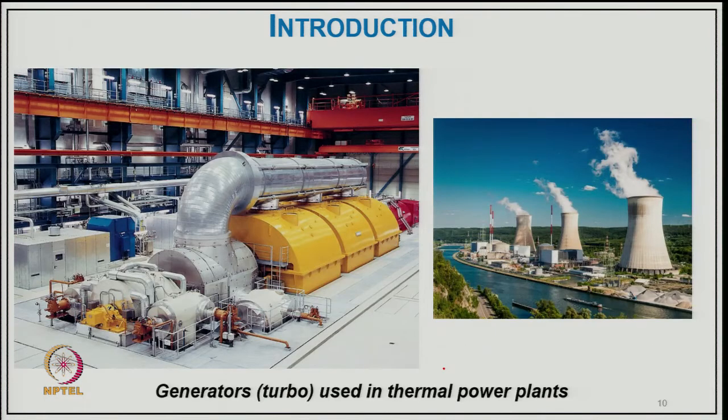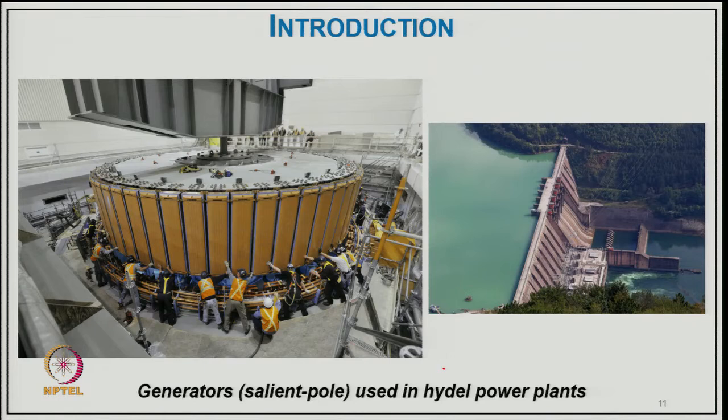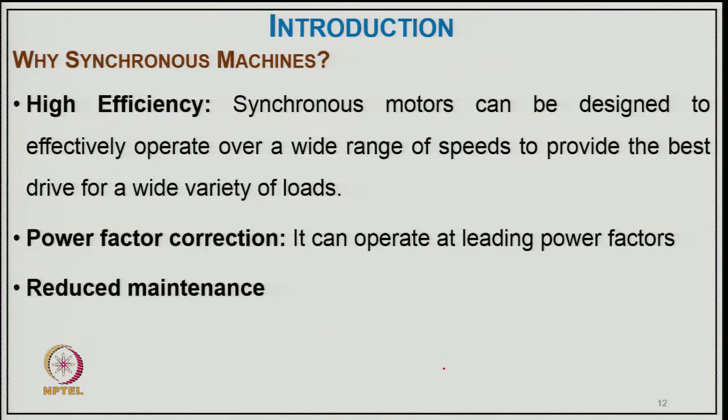And as a typical example, if you see the photograph here, a turbo generator driven by a steam turbine used in a thermal power plant, how they look. Then a generator with salient poles used in a hydropower plant, as you can see here. Of course, they are large in size. You can see the typical size in light of the persons standing around it.